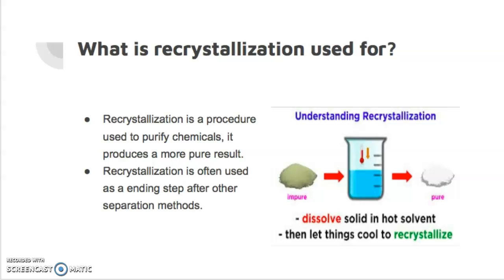Now, what is recrystallization used for? Recrystallization is a procedure where impurities are removed and where a pure result is the end product. The technique is important because it purifies non-volatile organic solids and it may be used to separate compounds. It is often a multi-step process and it only works when the correct solvent is used.